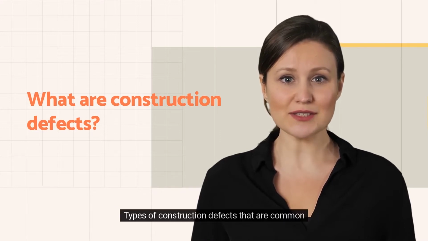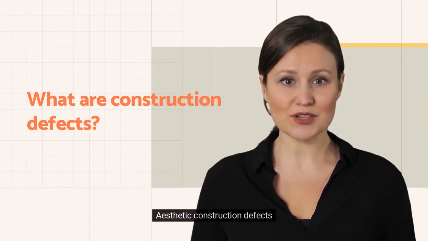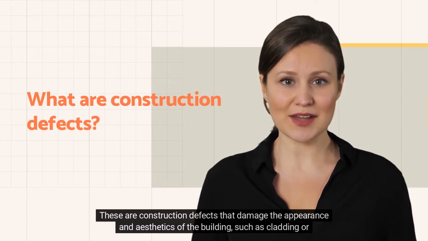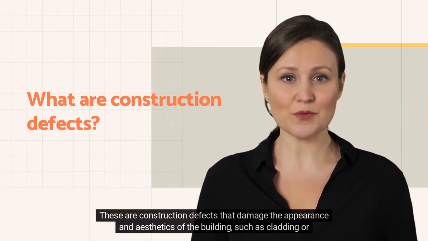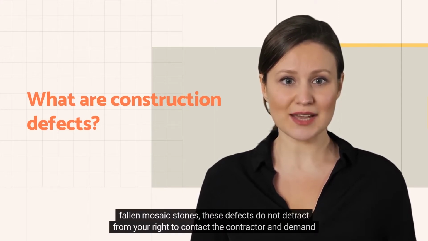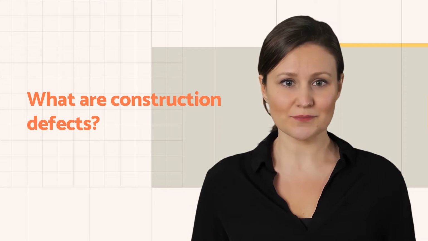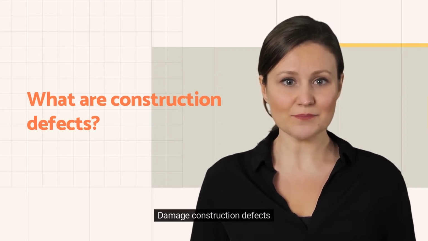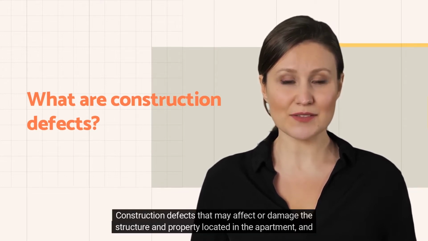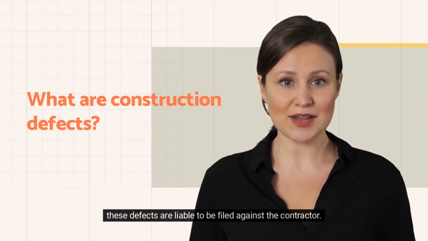Types of construction defects that are common. Aesthetic construction defects. These are construction defects that damage the appearance and aesthetics of the building, such as cladding or fallen mosaic stones. These defects do not detract from your right to contact the contractor and demand that he corrects the defect. Damage construction defects. Construction defects that may affect or damage the structure and property located in the apartment, and these defects are liable to be filed against the contractor.